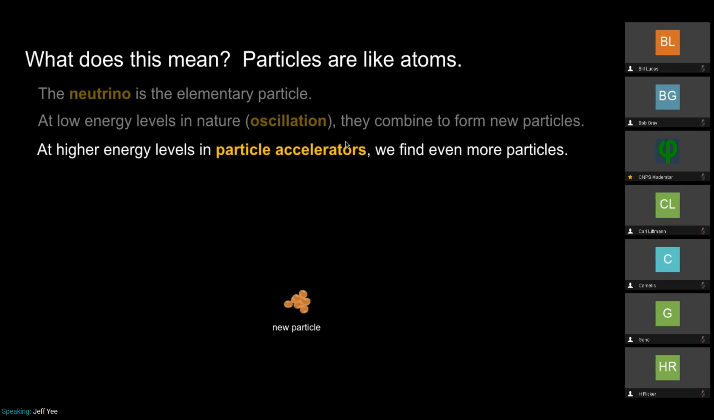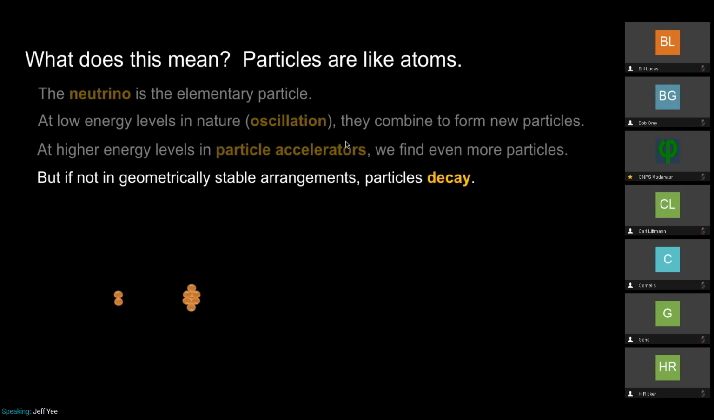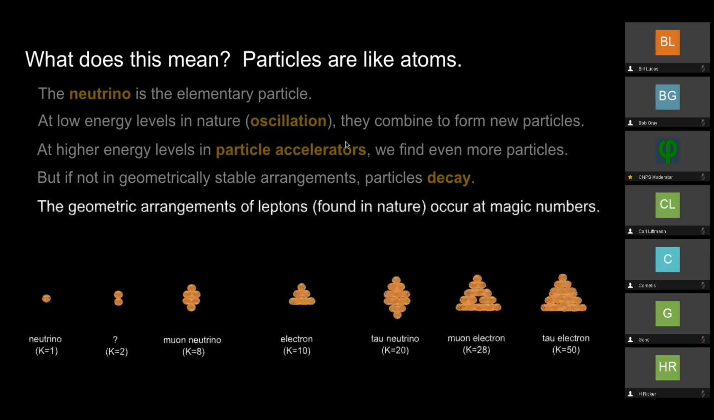The problem with the particle accelerators is that these particles decay very quickly because they're not stable. It is my belief that they're not in a geometrically stable arrangement, which is why they decay quickly. We do see geometric arrangements that are somewhat stable, and those are leptons, the neutrino family and the electron family, which is why I think they occur at magic numbers 2, 8, 20, 28, 50, as I mentioned earlier. And you can see here where they are mapped.